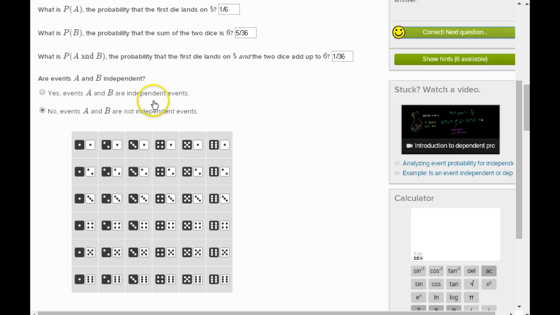Now, in order for them to be independent, I would have to have 1 over 6 times 5 over 36 equal 1 over 36. And that was not true, because they really equaled 5 over 216, and that could not reduce. These two are not equal. So that's what tells me they are not independent.